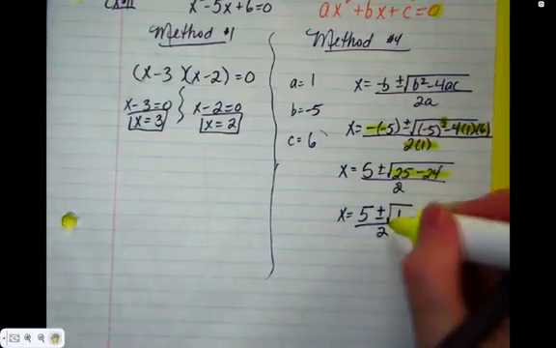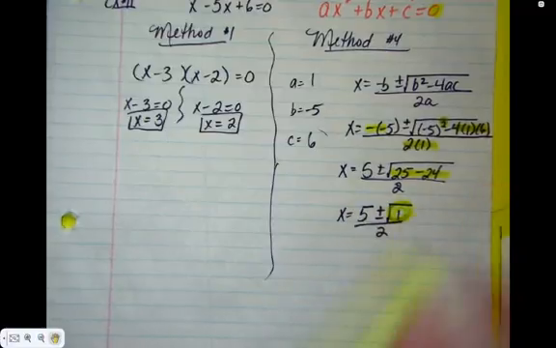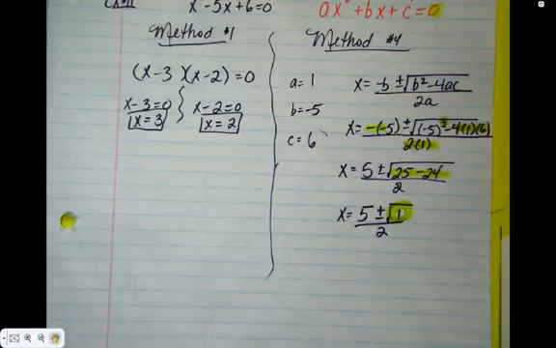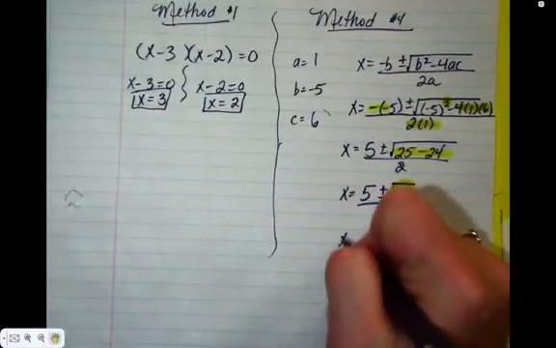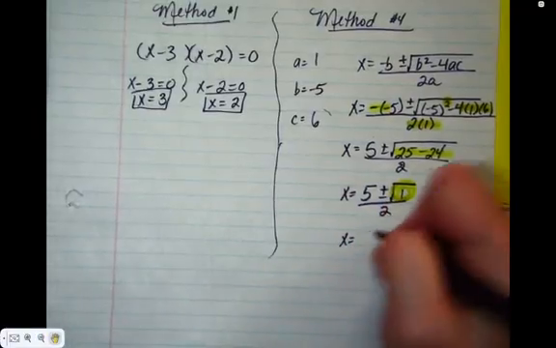The next step, if this is a perfect square, I'm going to evaluate it. If it wasn't, I would leave it. So if this was 2, I would leave it as root 2. If it was 13, I would leave it as root 13. Can I evaluate the square root of 1? Yeah. Good. The other class said no. Then we had a little discussion.